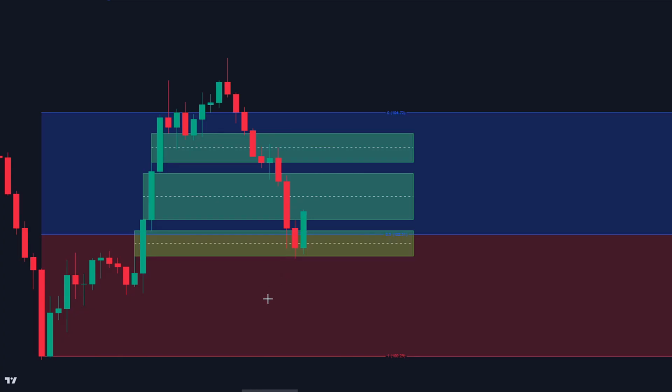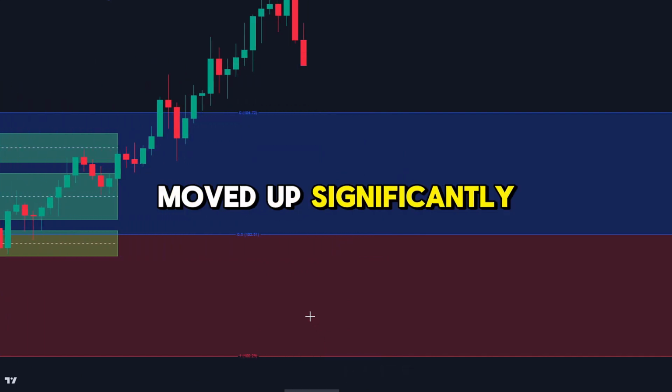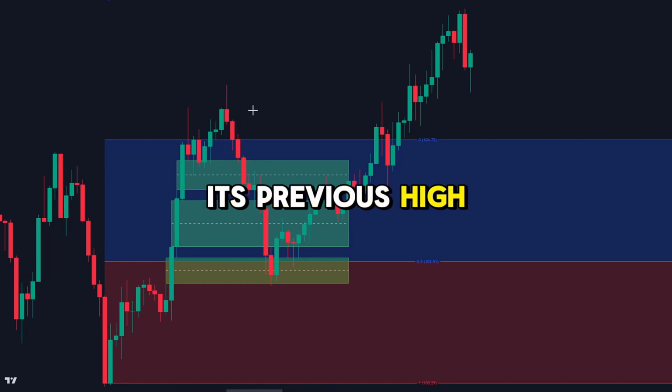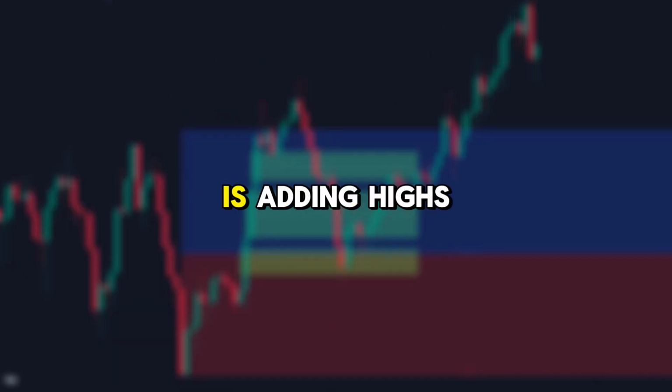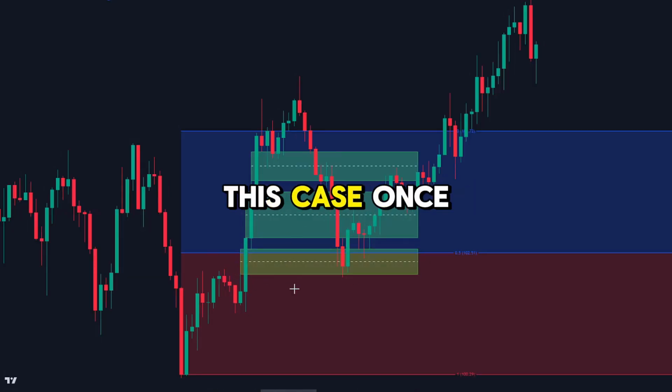And this bullish fair value gap was also in a discount area. So if you entered your long position here, you can see that the price moved up significantly, once again taking its previous high. And the fourth step of this process is adding highs and lows as your resistance and support levels. So back to this case once again.